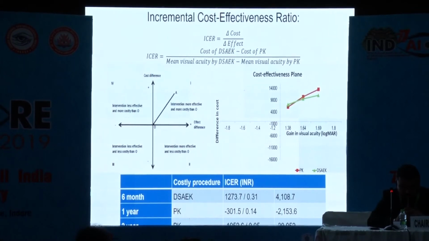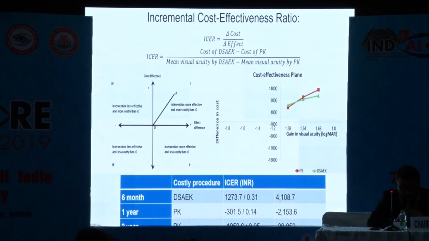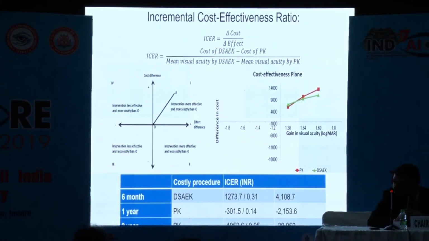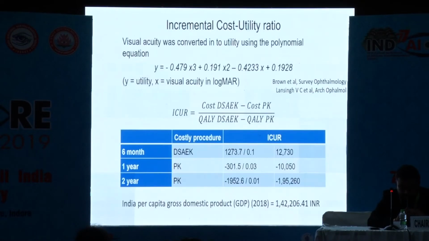And in our patients, the incremental cost effectiveness ratio, which basically means the cost of improvement of 1 logMAR of visual acuity, was 39,000. And the cost incurred by the patients undergoing PK was more. Then we did an incremental cost utility analysis in which the gain in visual acuity was converted to a utility value, which is a surrogate marker for improvement in health adjusted quality of life, quality adjusted life years. And the incremental cost utility ratio at 2 years, for PK being costly, was 1,95,000. So for improvement of 1 quality adjusted life year, PK was 1 lakh more costly than DSAEK.